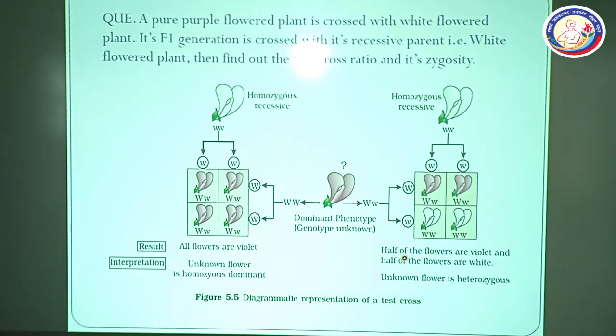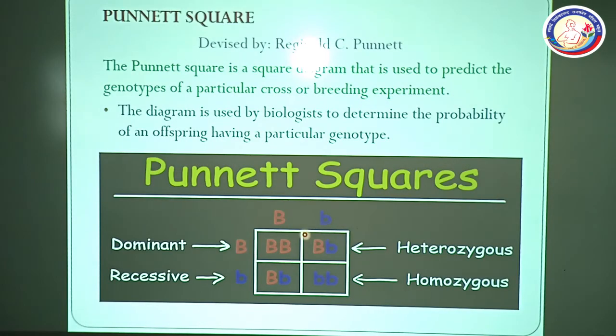On the other hand, here half of the flowers are violet and half of the flowers are white. So unknown flower is heterozygous here, capital W, small w. It is a very important test cross based on monohybrid cross.